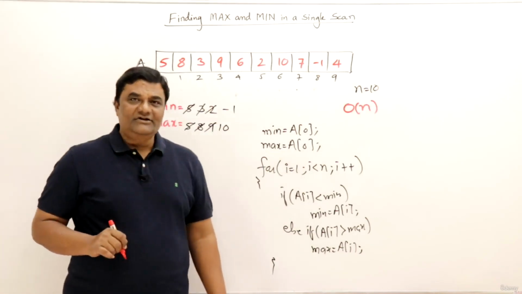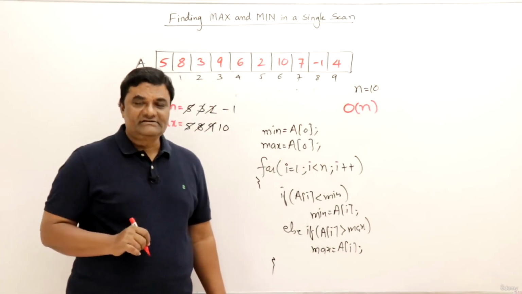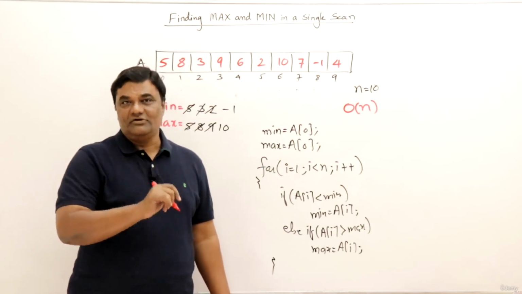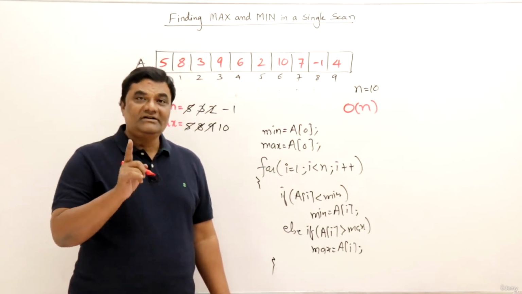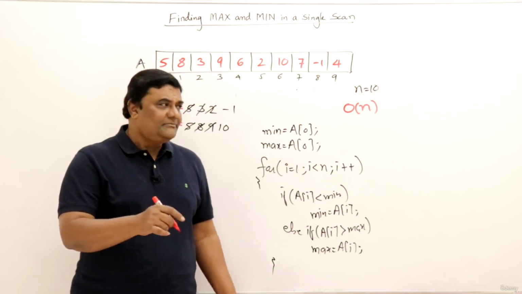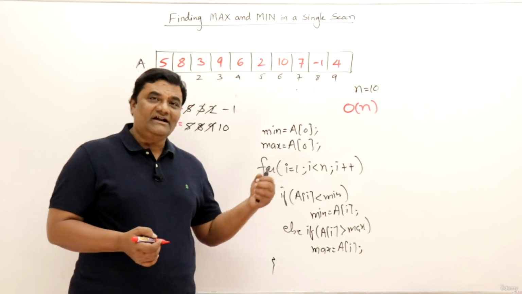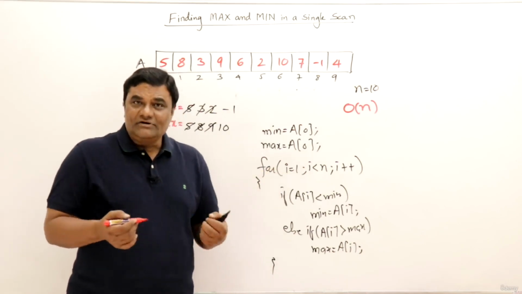Now one more analysis I will do here. I want to know in total how many comparisons are performed. Time we have already done. So what was actually done when we said the time is n? In that time, what was done?